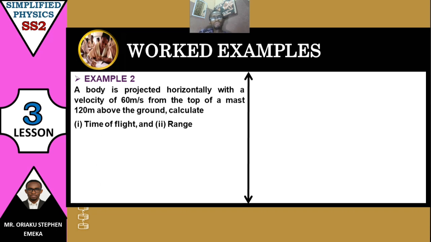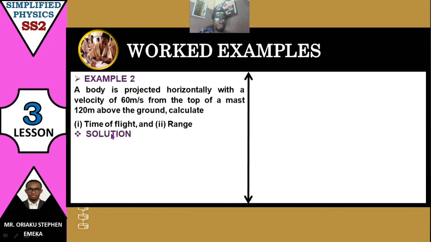So this is the formula with which we are going to get the range. Now look at this question. A body is projected horizontally with a velocity of 60 meters per second from the top of a mast 120 meters above the ground. From this question, you already know that 120 meters above the ground is the vertical height. We are asked to look for the time of flight, which is the time taken to get to the ground, and we are asked for the range.